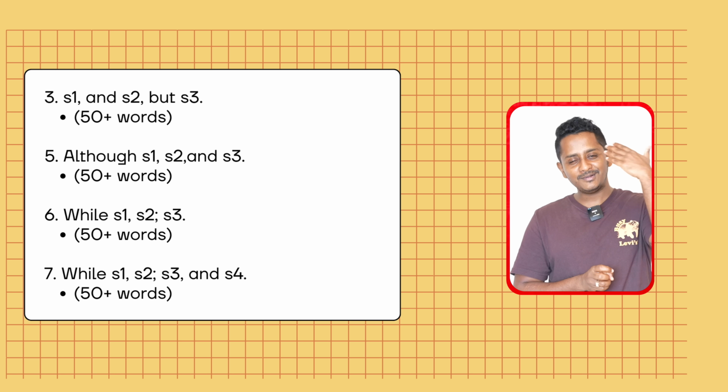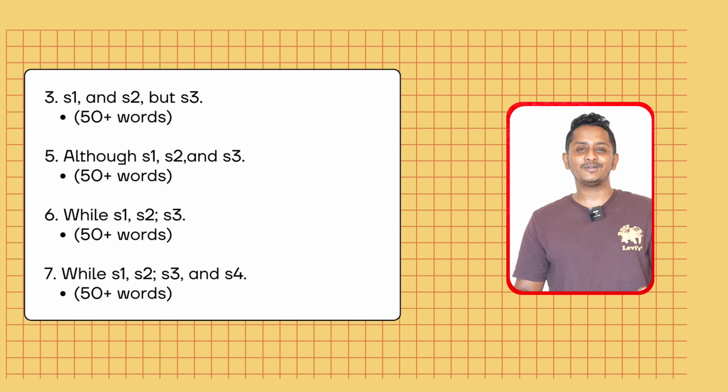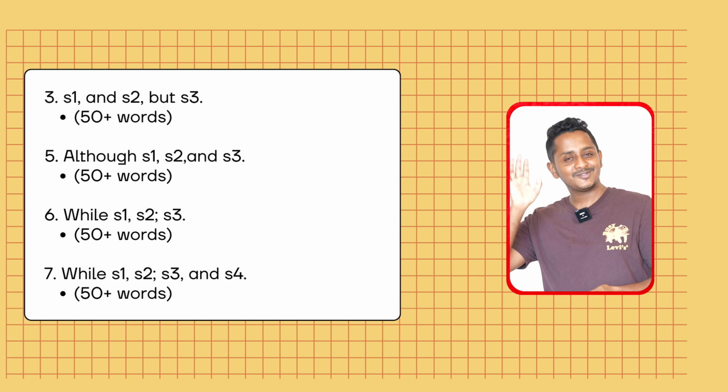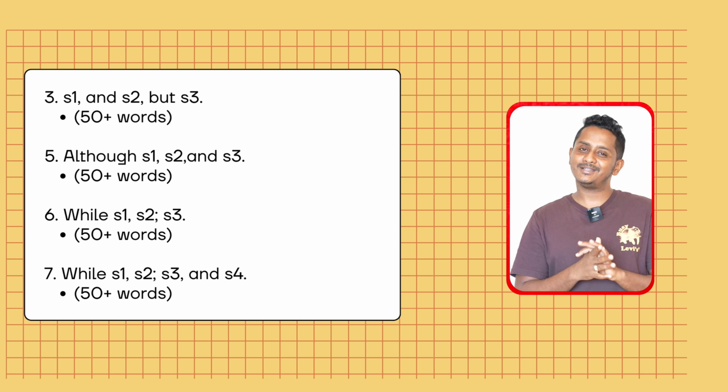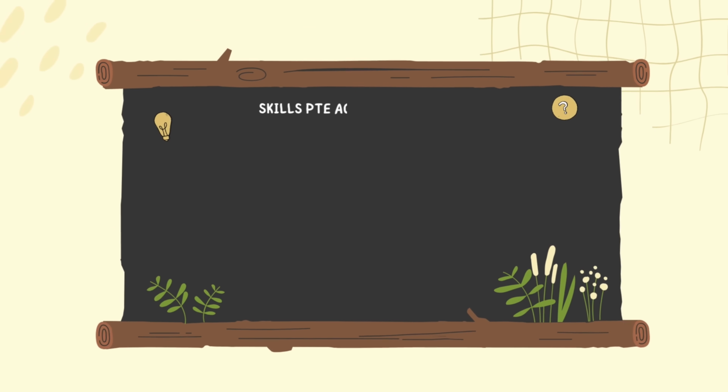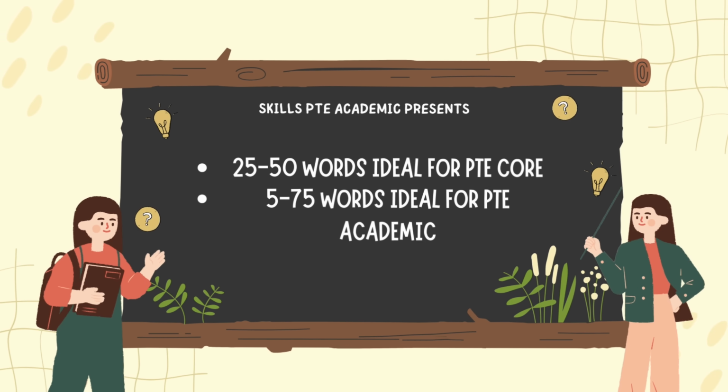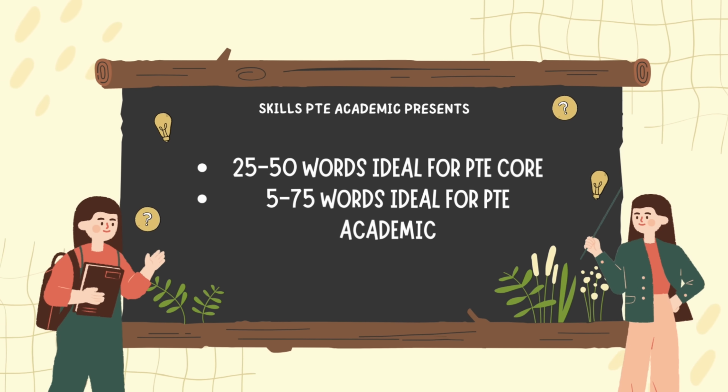For PTE Core, any of these methods or the previous methods, S1 comma and S2, S1 comma but S2, all the S1 comma S2, everything you can use, doesn't matter, you get the scores. But for PTE Core, it is between 25 to 50 words. For PTE Academic, it's 50 to 75 words.